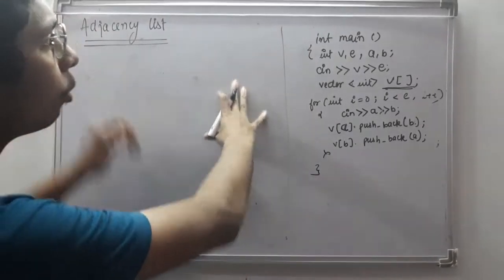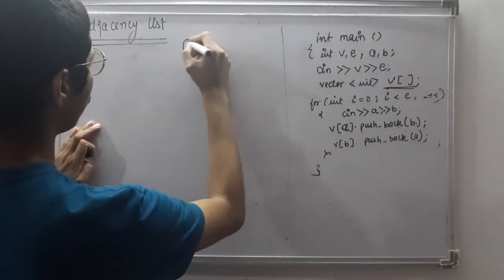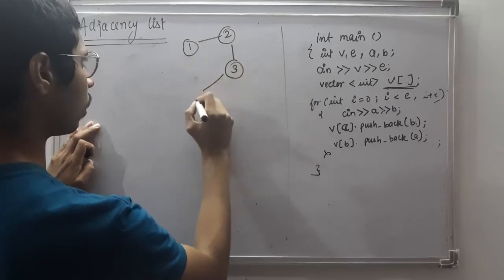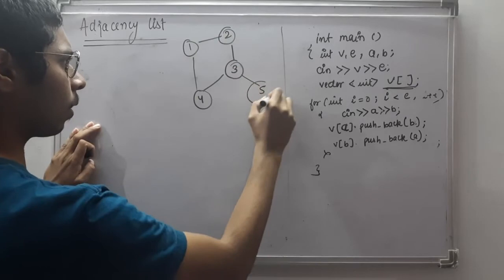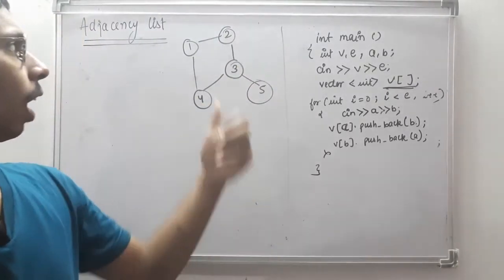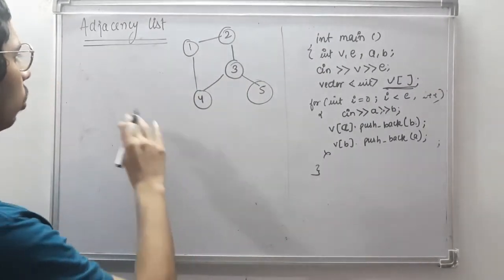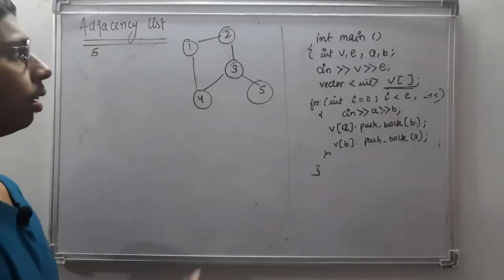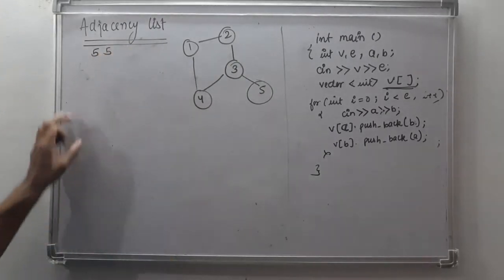First of all, we have to make a graph. Okay, let's make a graph. Okay, this is our graph. How many vertices are there in this graph? 1, 2, 3, 4, 5. So there are 5 vertices. And how many edges are there? 1, 2, 3, 4, 5. 5 edges. So what do we have to do?